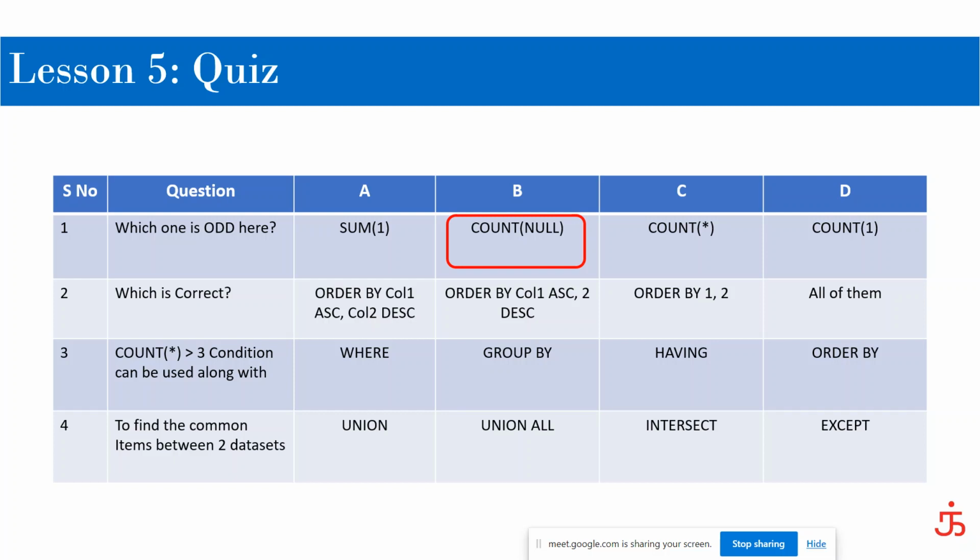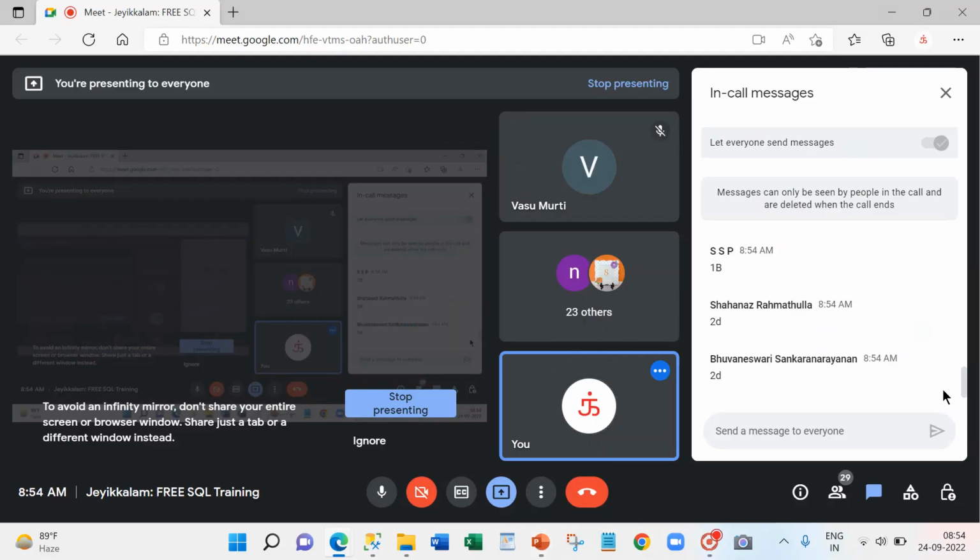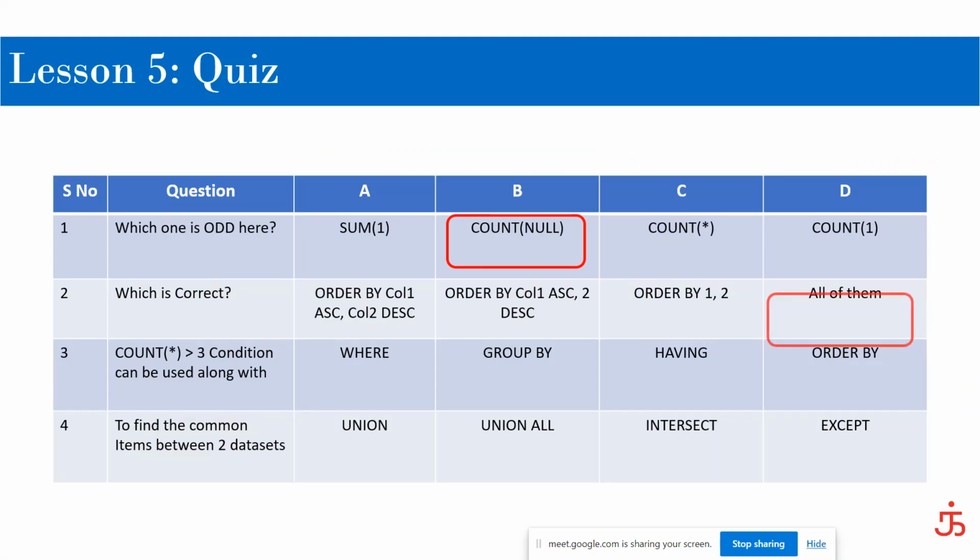Which is correct? Order by column 1 ascending, column 2 descending. Order by column 1 ascending. For the second one, D, yes. Many of you are typing 2D is the right answer because we can give numbers and we can give ascending, descending, anything is possible, and numbers also we can give.